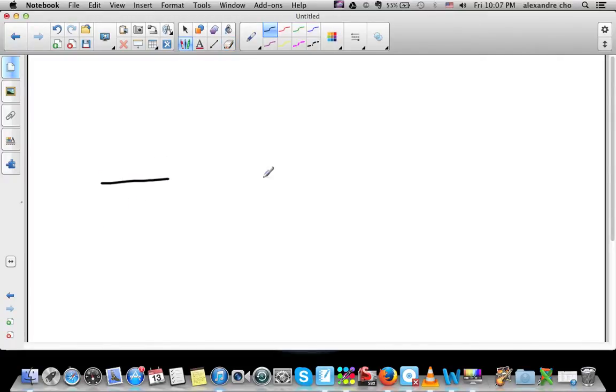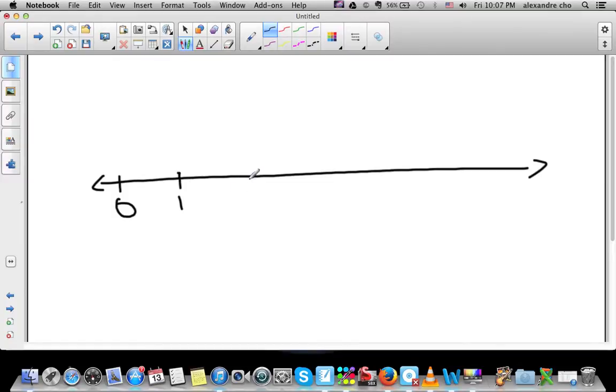Okay, so here we go again. Try to make it better. So that's 0. That's 1. That's 2. That's 3. That's 4, and that's 5. So that's 1.5. That's 2.5. That's 3.5. That's 4.5. So our first number is 2 1/4.